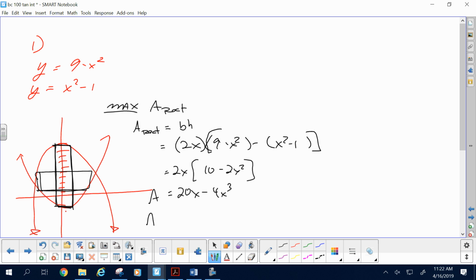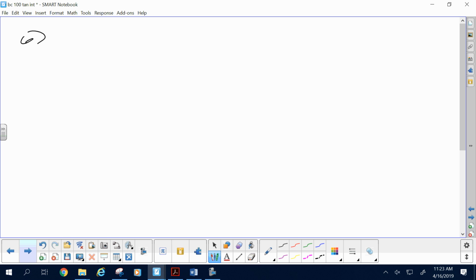Now you should be good. Find where A prime goes positive to negative for a maximum. Okay, one check. 6. Question on 6? 6, yes? How do you find work?